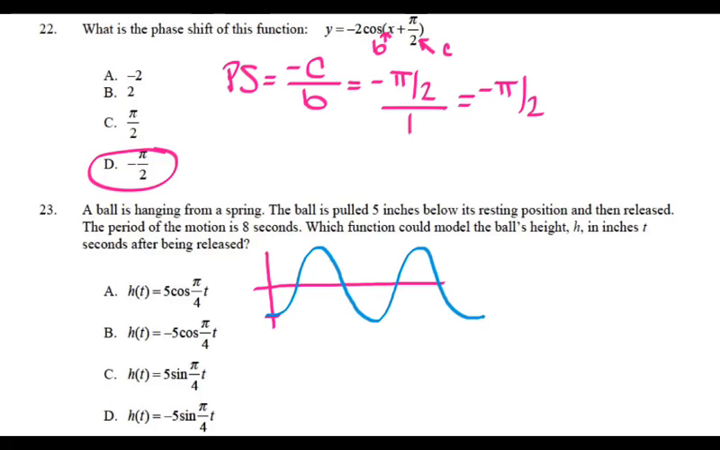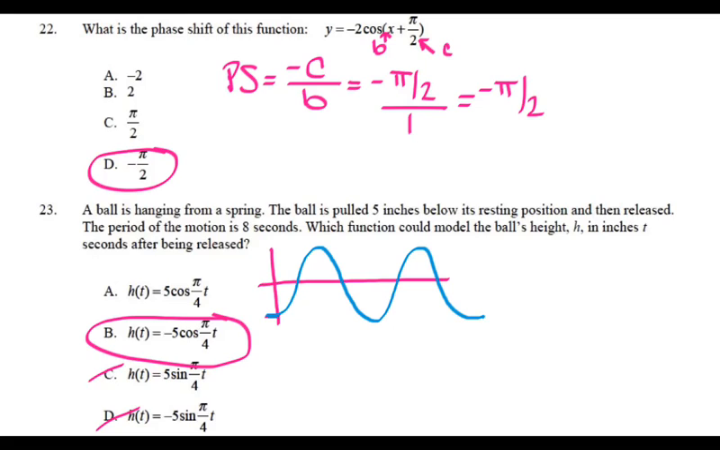Now, if you look at your trig function, it starts at a trough. So that means we're going to use cosine. Sine starts at the origin. Sine always starts right there, okay? Cosine is either going to start at the bottom or at the top. So we can eliminate C and D as answer choices because those are sine functions. Now, a positive cosine function starts up here and then goes down. Negative cosine is going to start at the trough, so your answer has to be B.